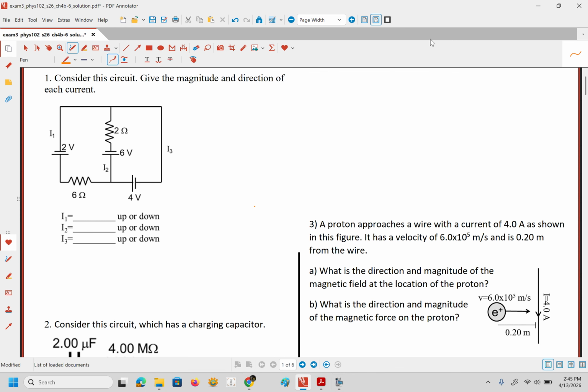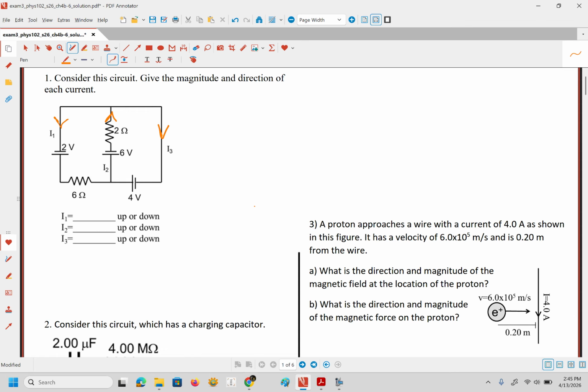Okay, so first, consider this multi-loop circuit. Let's just pick some directions for our currents. Doesn't really matter the direction that I pick. I'm just going to pick them randomly. And then I'm going to choose my loops that I want to do. Notice that there's no resistors in this part of the circuit over here on the right. So I'm going to choose the right loop and the big loop.